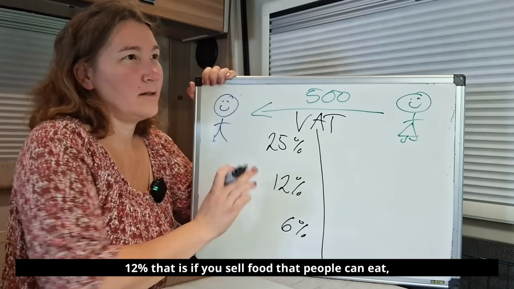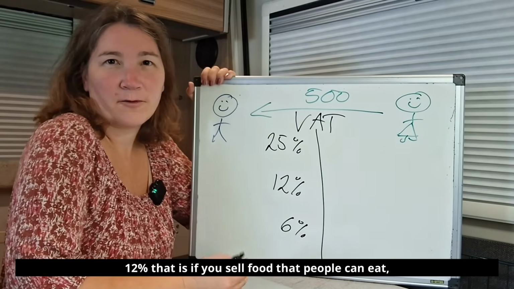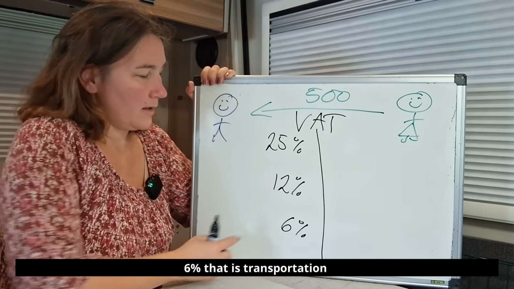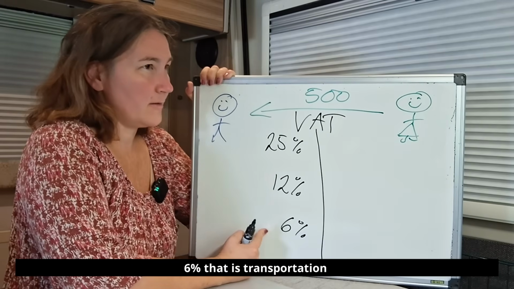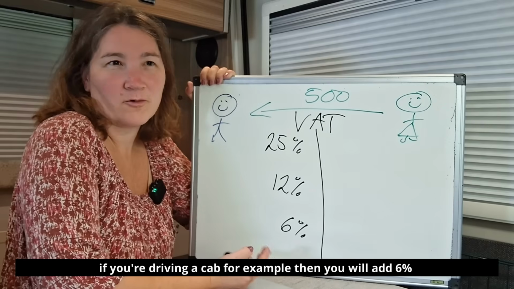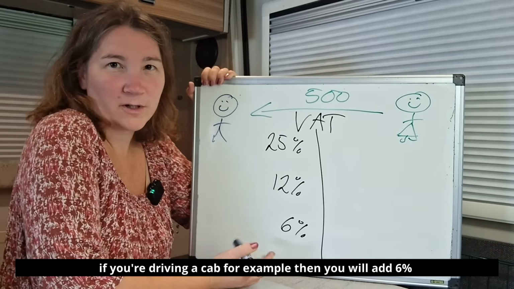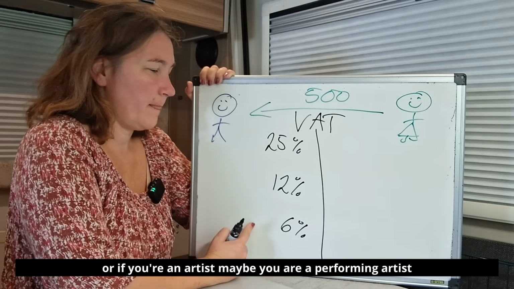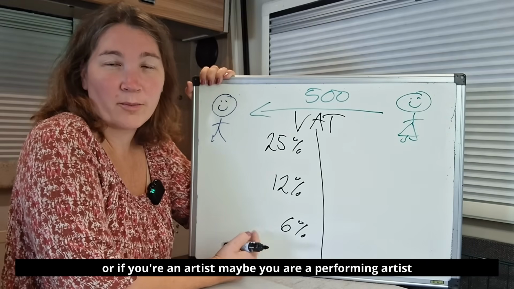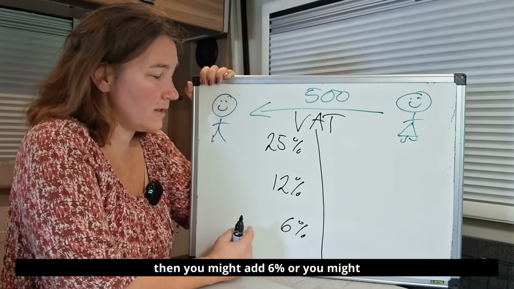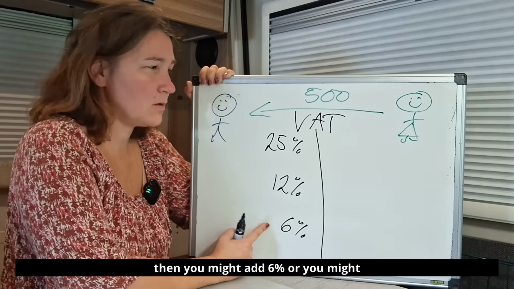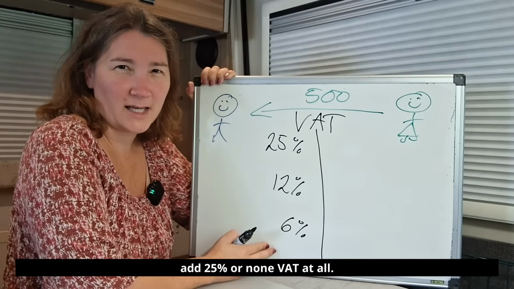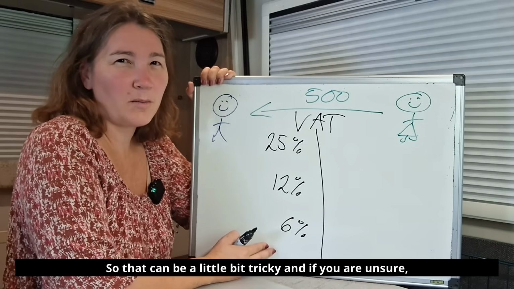12%, that is if you sell food that people can eat, things that you can put in your mouth. 6%, that is transportation. So if you're driving a cab, for example, then you will add 6%. Or if you're an artist, maybe a performance artist, then you might add 6%, or you might add 25%, or no VAT at all. So that can be a little bit tricky.